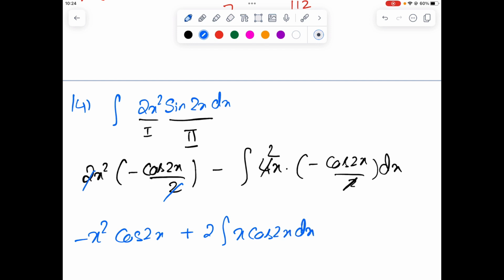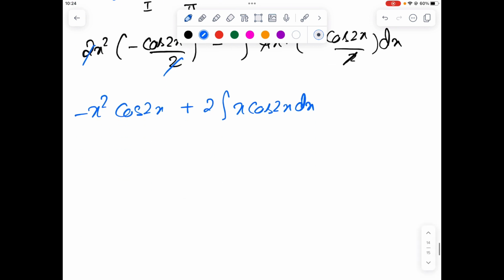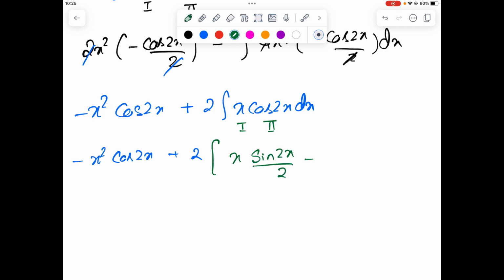So I will be further integrating it out. So it becomes negative x square cos 2x plus 2 times. This is first function and second function. So first function, integral of cos 2x is sine 2x upon 2, minus integral of derivative of x, which is 1, carry forward sine 2x upon 2 dx. What do I get from there?